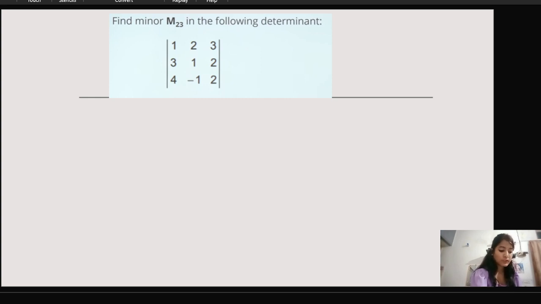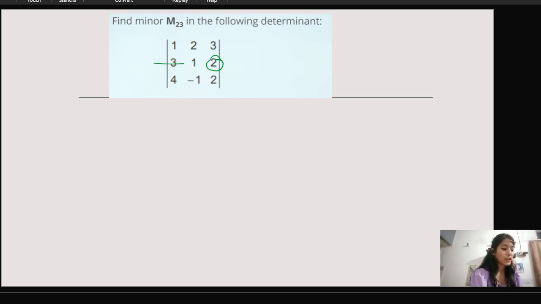In this question we have to find the minor of 2 3 in the following determinant. So how can we find M23? What is M23? First find the location of M23. 2 means second row, 3 means third column. Second row and third column, that means this element.